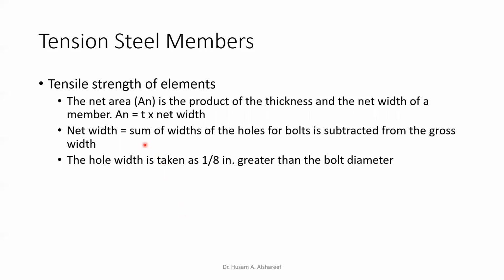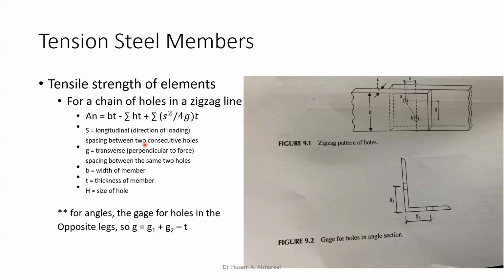So the net area is the thickness times the net width. And the net width is the summation of the widths of the holes for bolts, subtracted from the gross width. And the hole width is taken as 1/8 of an inch greater than the bolt diameter. So what does all this mean to us? Let's look at this diagram here.